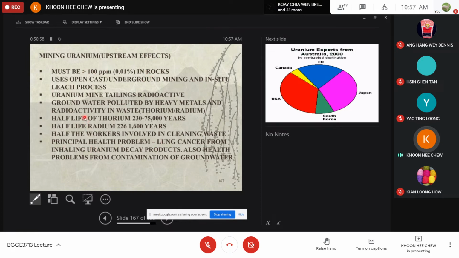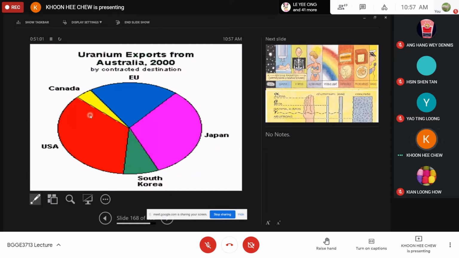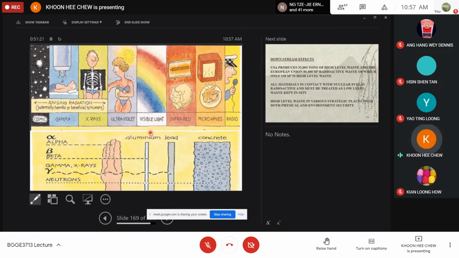Next, let's look at the distribution of Australian uranium exports. Australia exports most to the USA, followed by Japan and the European Union, and Canada receives very little. So their major customer is still the US, and then Japan. When talking about nuclear energy, during the fission process it emits different types of waves, and there are certain waves that you can block with the skin.